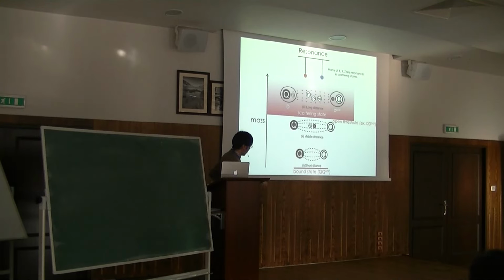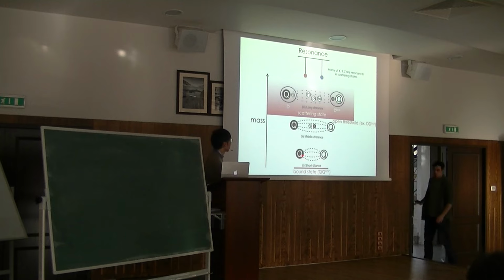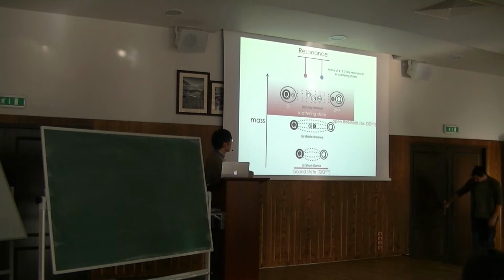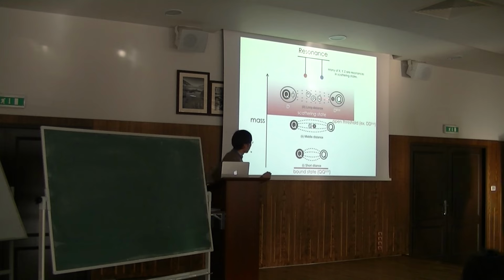So if the energy mass is smaller than the open threshold, like the D D-bar threshold, then this is nothing but a bound state, like heavy quark and heavy antiquark. However, many XYZ states appear above this open threshold, where the scattering state should be considered.